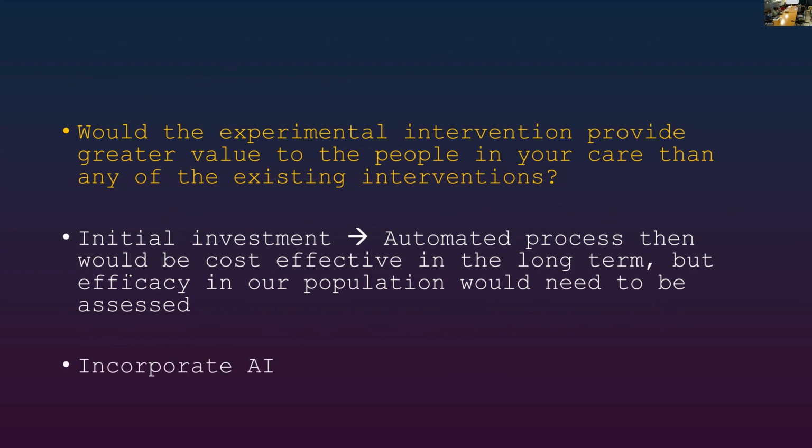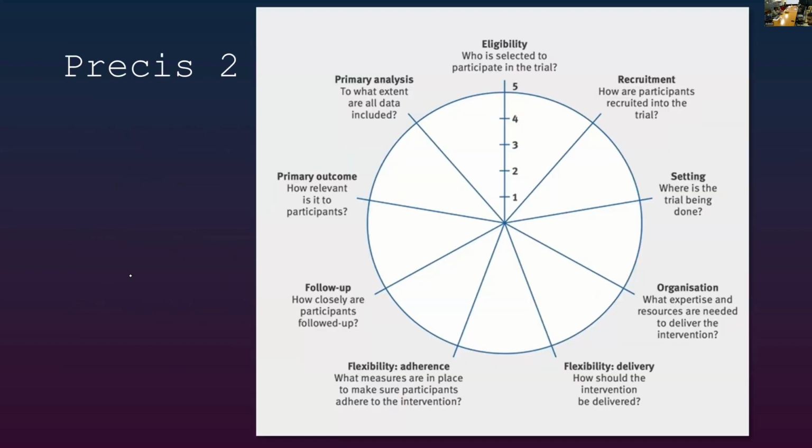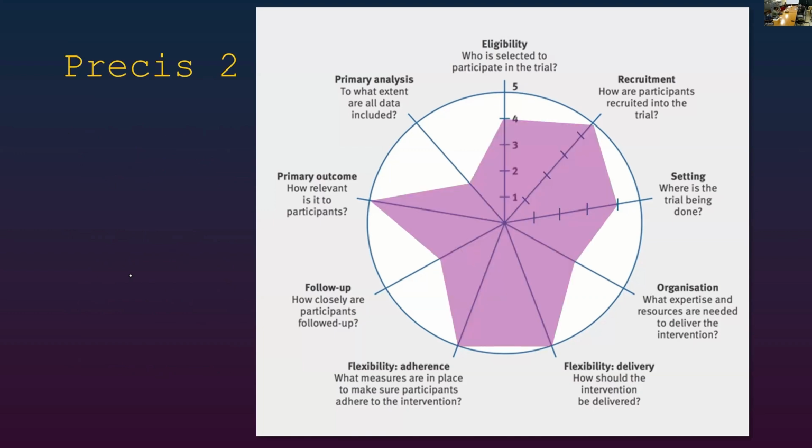And definitely one thing that we can do is incorporate AI, which would definitely make things much easier. And if we had interactive messages from an AI chatbot saying, okay, do this, do that, that would definitely continue to be novel. That's something. So coming to a PRECIS-2 trial, this is critically appraising the trial, how it did overall, how pragmatic it would be.